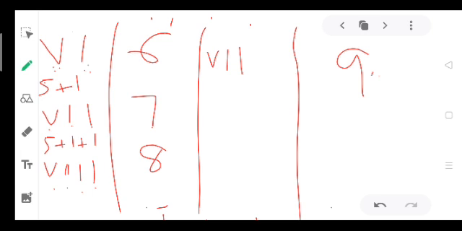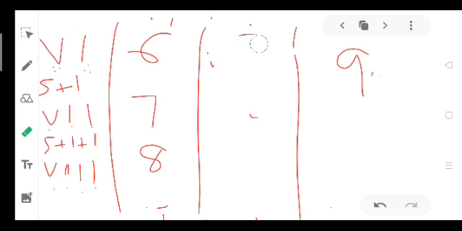V and 4 times I. Can we write in this way? No. What mistake have I done? A Roman numeral is never repeated more than thrice, more than 3 times. So we can't write 8 like this.